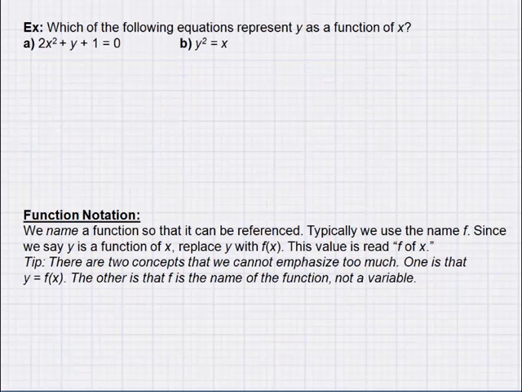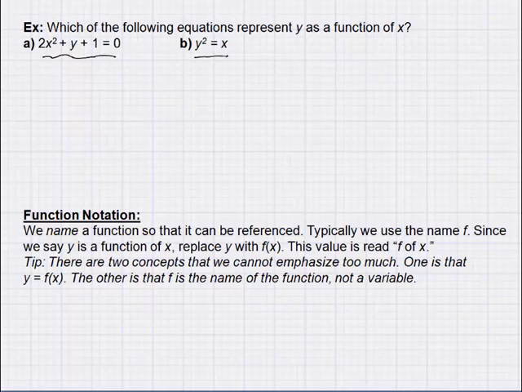Okay, so you're not always going to see a function represented by the two-circles set notation that we were just looking at. Most of the time you're going to see functions written as equations. So we have this equation here, 2x squared plus y plus 1 equals 0, or this other equation, y squared equals x. To determine whether or not these equations are functions, you have to make sure that it follows the definition, which is that each x gets matched to exactly one y.